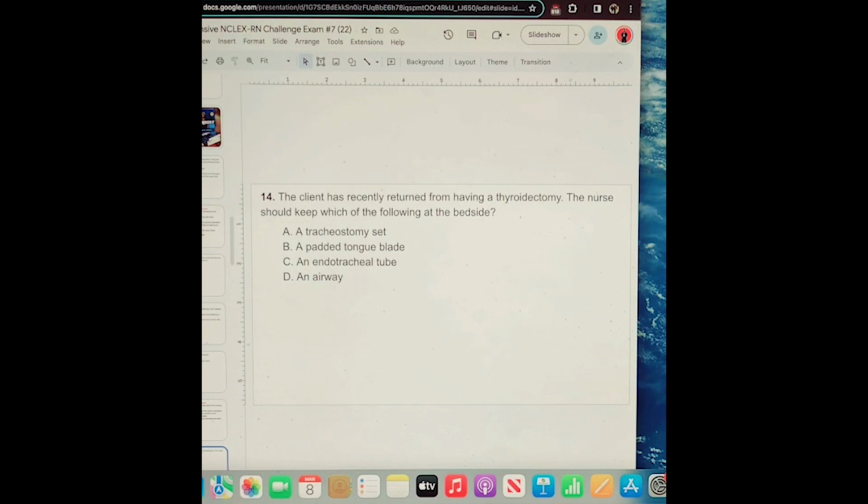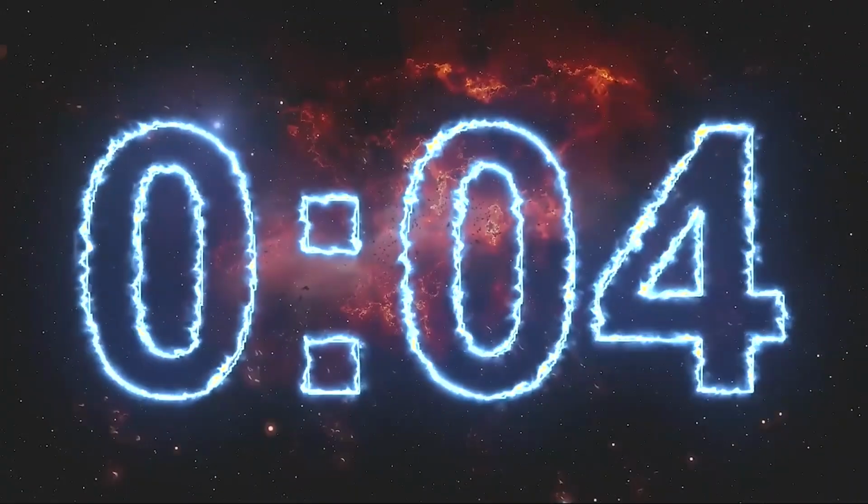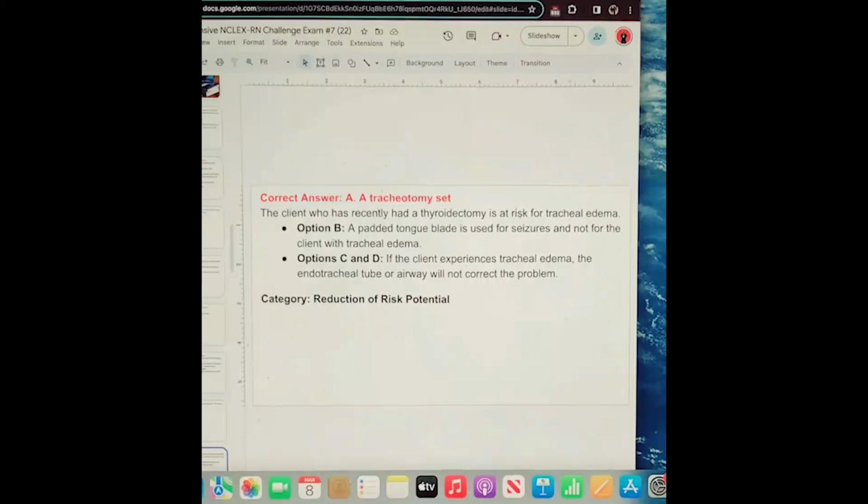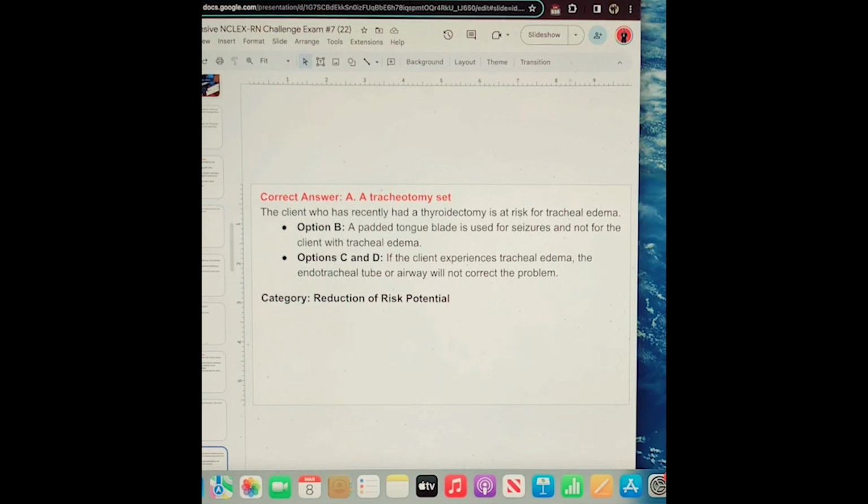Is it a trach kit, a padded tongue blade, an endotracheal tube, or an airway? And by an airway, you mean like an oral airway. What are we thinking? But the answer is A. It is a trach kit. All right. So a client who has recently had a thyroidectomy is at risk for tracheal edema. This is why a trach kit needs to be at the bedside. This is part of reduction of risk potential.